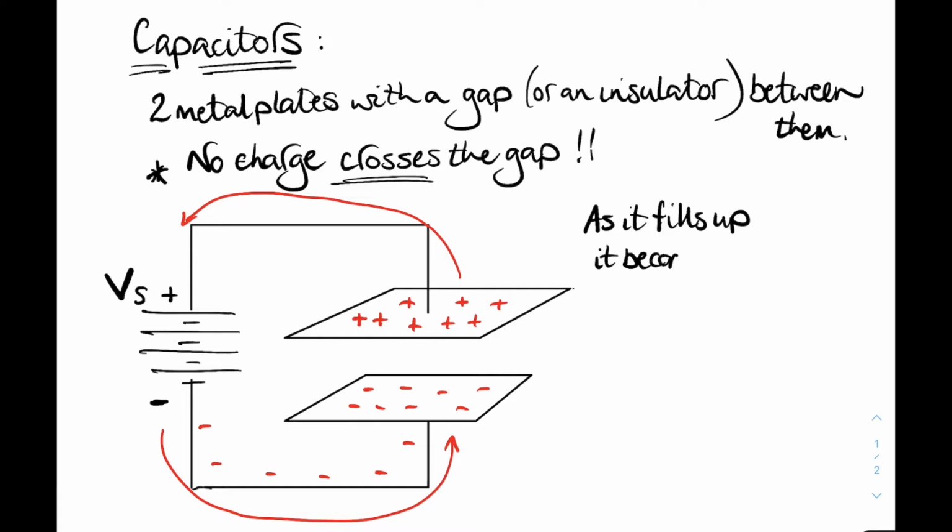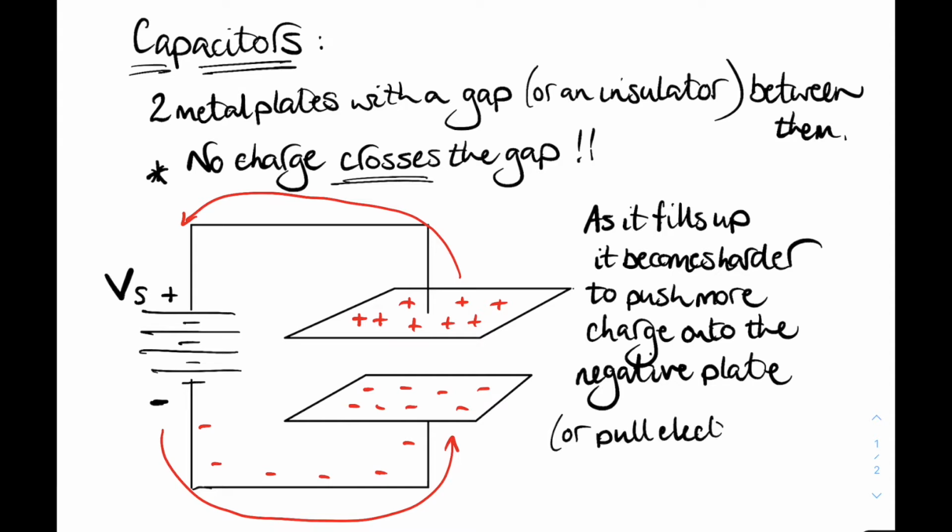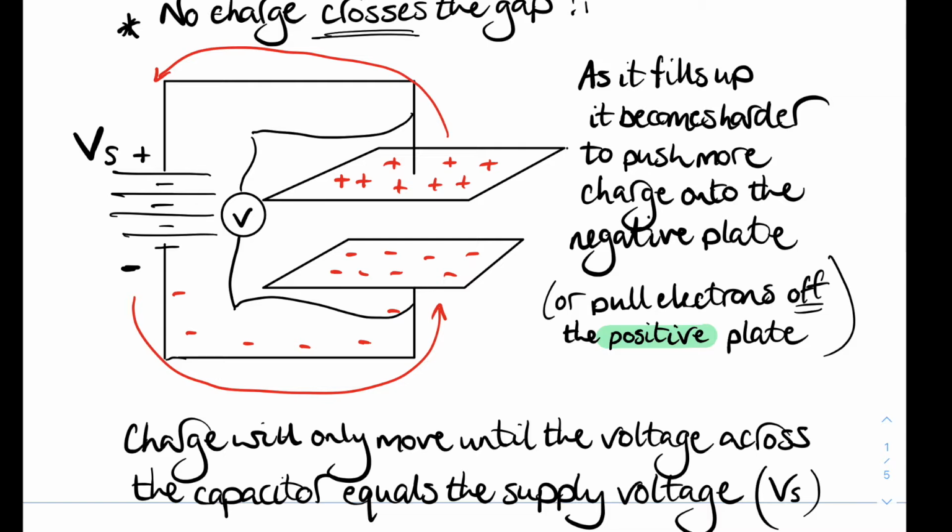Now, as it fills up, it becomes more difficult to push more electrons onto the bottom plate when there's already negative charge there, and it also becomes more difficult to pull electrons off the top plate because it's already positively charged. So there's a non-linear movement of charge on and off the capacitor. And charge will only move until the voltage across the capacitor equals the supply voltage.